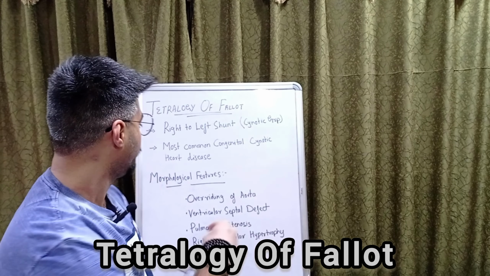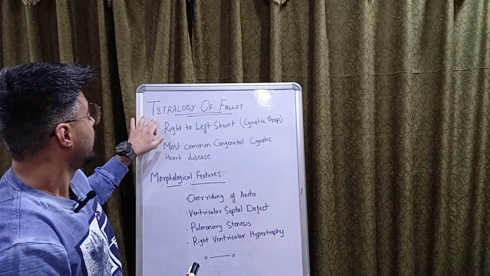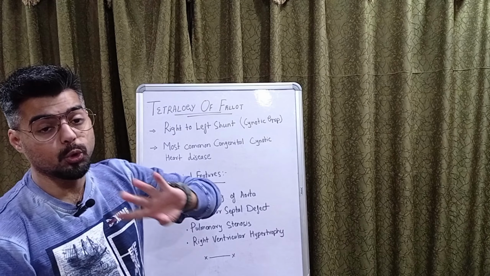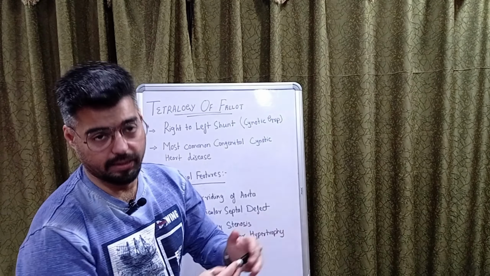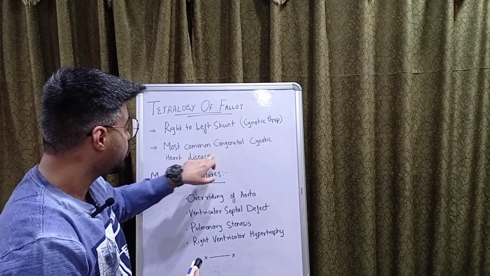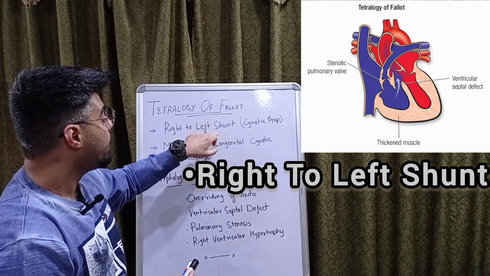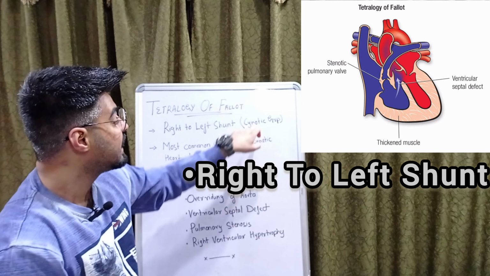Welcome to Revise Pathology, and today we are going to discuss the topic of tetralogy of Fallot. From the word itself, tetralogy means four. Four issues will be there in a congenital heart disease. We also know that tetralogy of Fallot is the most common congenital heart disease, and it is a right to left shunt. That means it comes under the cyanotic group.